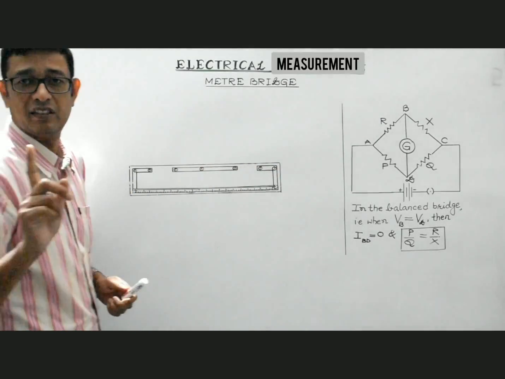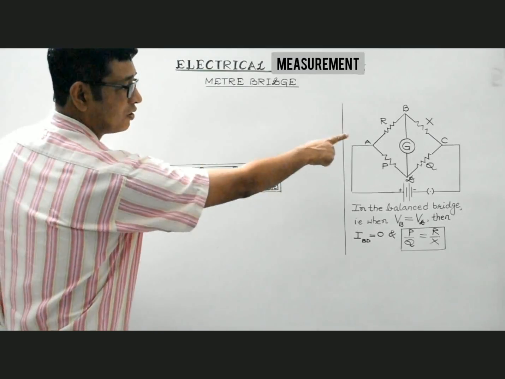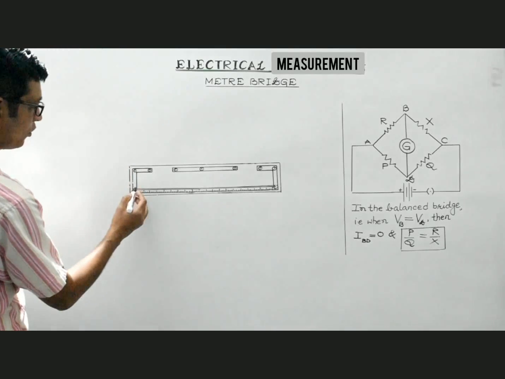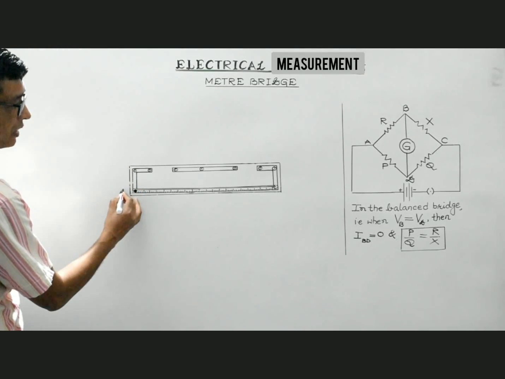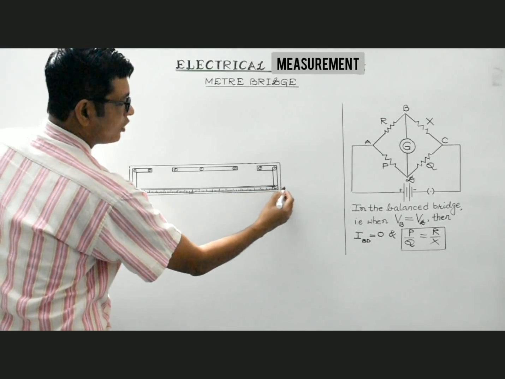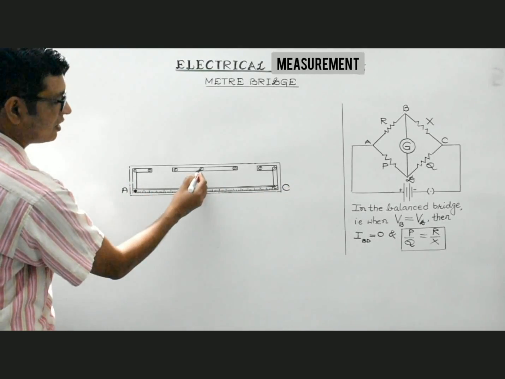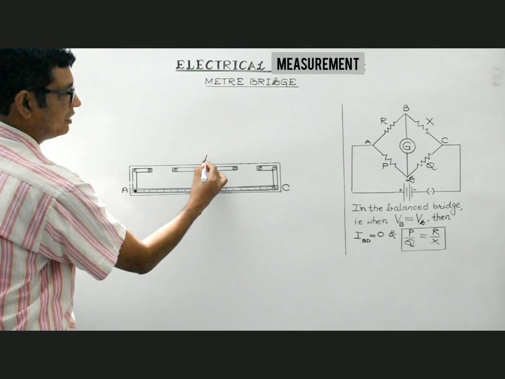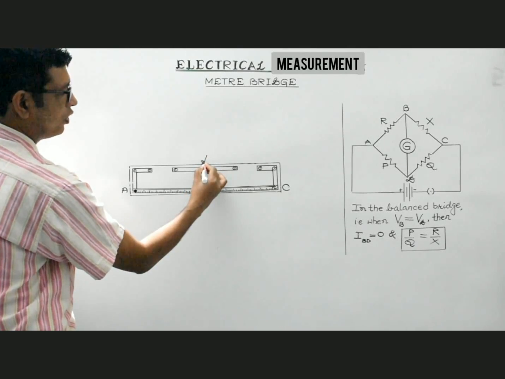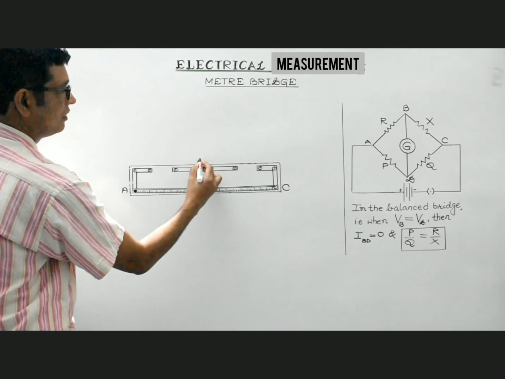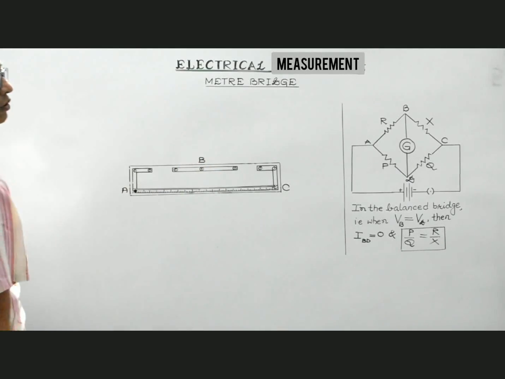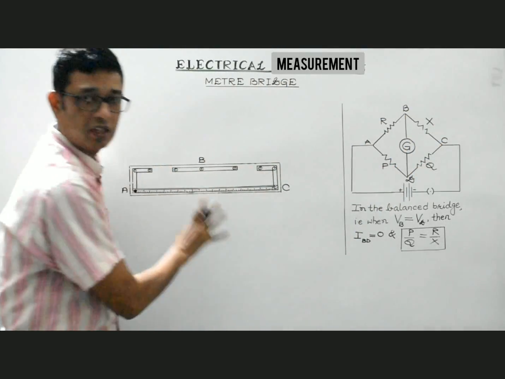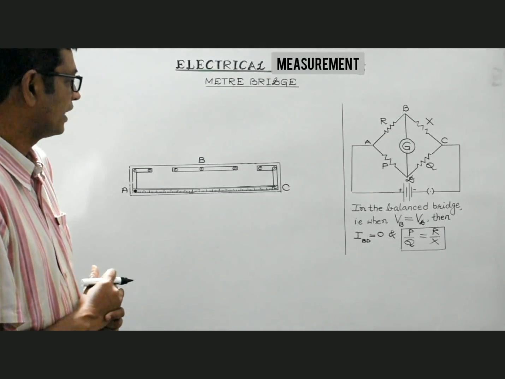Students, only one thing is to be noted down. It is based on the principle of Wheatstone bridge. So here let's locate the points. This terminal should be point A. This one should be point C. And the central terminal between the two gaps is point B. Okay, A, B, C. This is point A, point B, point C. I will tell you how to locate the point B.